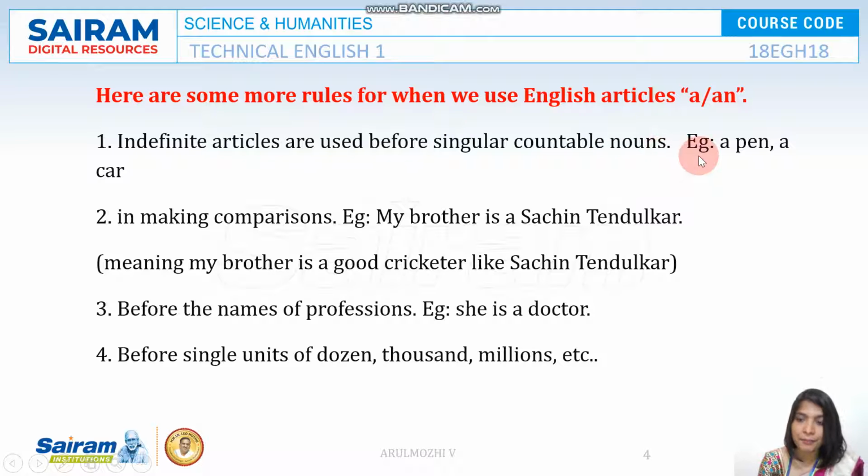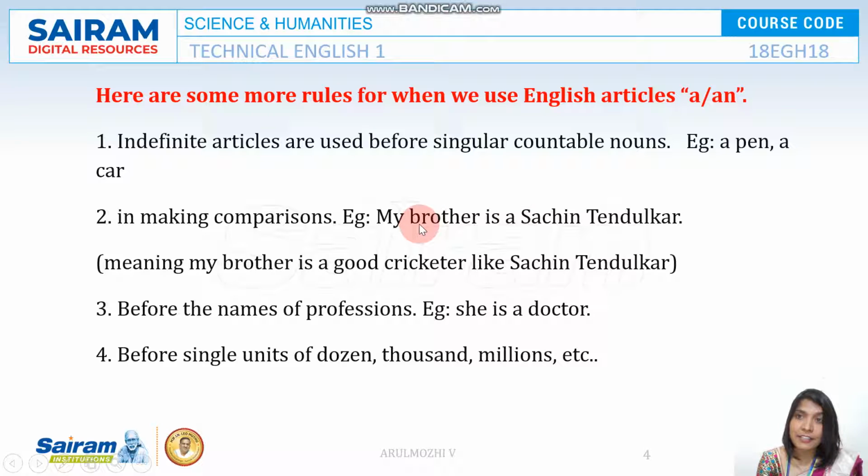The next one is in making comparisons. For example, my brother is a Sachin Tendulkar. When you say my brother is a Sachin Tendulkar, you don't mean one Sachin Tendulkar. You mean that my brother is as good as Sachin Tendulkar in playing cricket. So that is why we say a Sachin Tendulkar.